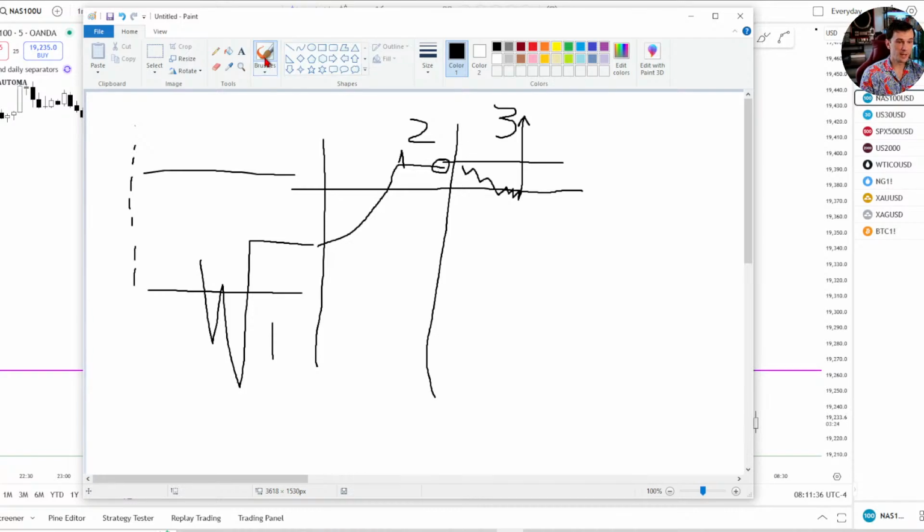Sometimes, this could have not even done that. It could break out immediately on day 3 and then pull back something like this and then continue. And that is also a very good trade. So it can present a few different ways.